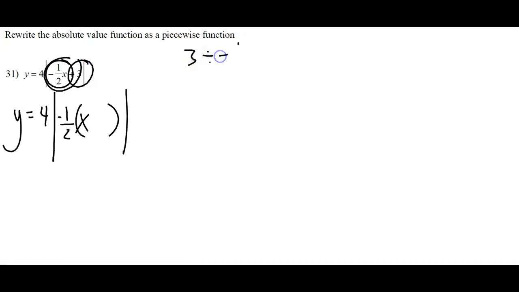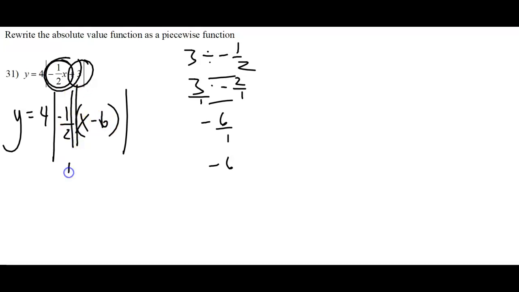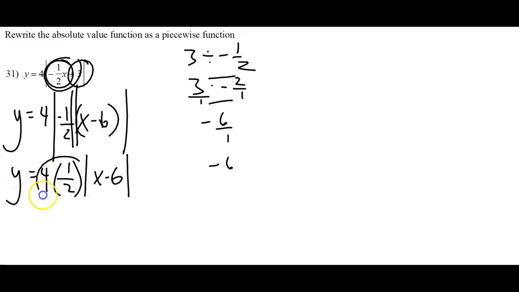3 divided by -1/2 can be determined by doing same change flip. Thinking of that as 3 over 1, top times top, bottom times bottom gives me -6 over 1, which is just -6. And so that's what's going to go right there, -6. So after you factor out your -1/2, you can take the absolute value of each piece. The absolute value of a -1/2 is +1/2. And 1/2 times 4 is 2. So now we've got it in the proper format.